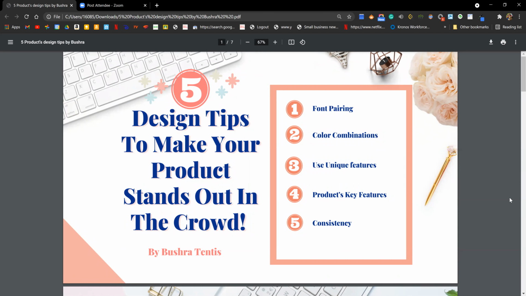So let's go over our things again. Font pairing, color combination, use unique features, product key features, and consistency. 5 tips for small business, entrepreneur, digital marketer. This would absolutely help you to bring your product to life.